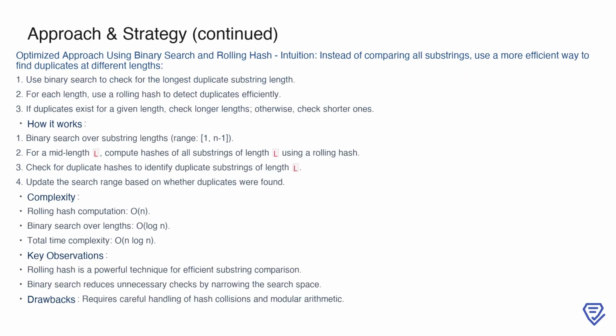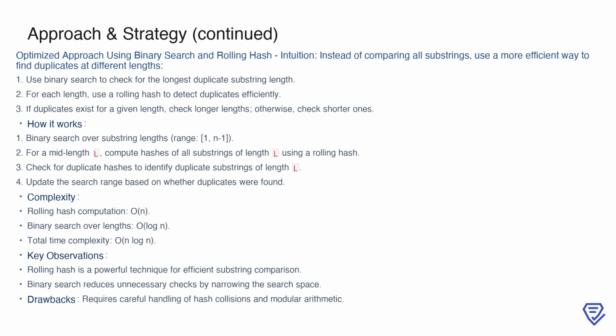To address the inefficiency of the brute force method, we turn to an optimized approach that combines binary search and rolling hash. This method tackles the problem more systematically. Instead of comparing all substrings directly, we use binary search to determine the maximum length of a duplicate substring. For each candidate length, we employ a rolling hash technique to compute hashes of substrings efficiently and check for duplicates. The process unfolds as follows.